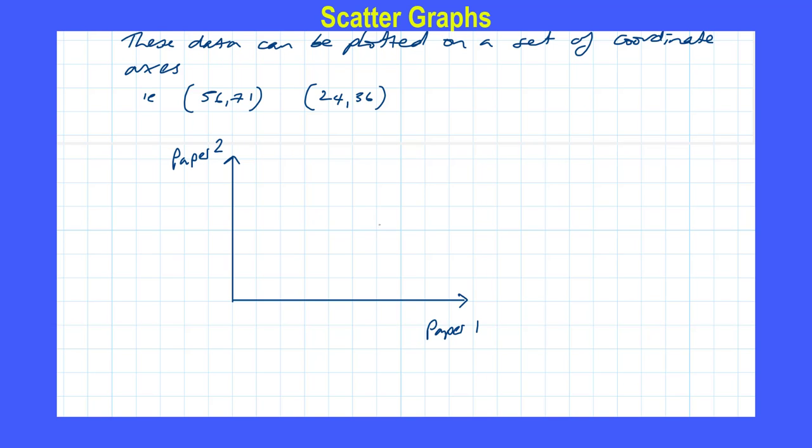Now, I've got no scale on these axes. This is just to show you what the idea is going to be. And we literally would put crosses where they would be. Now, normally we'd have actual numbers on there. So if I was doing this properly, this would be lined up and we'd have the point 24, 36, and the other one would be the point 56, 71. And we'd have a whole series of crosses on our diagram.